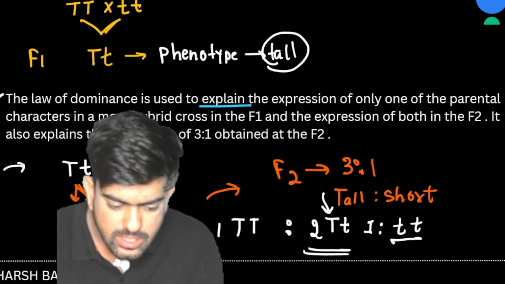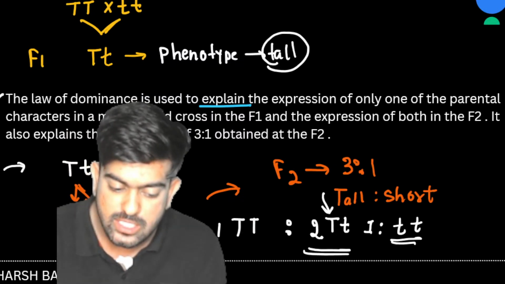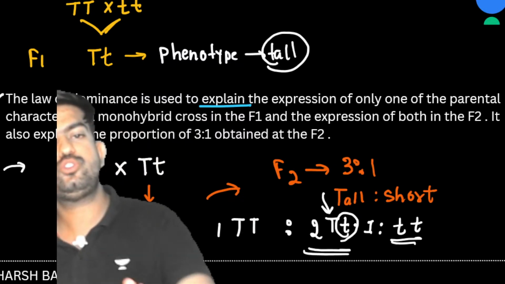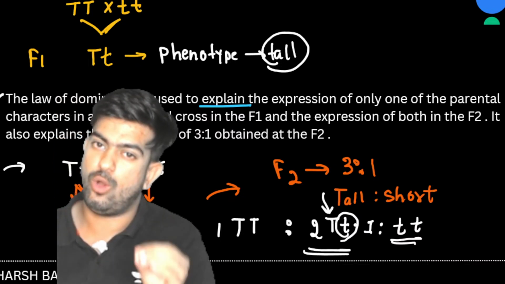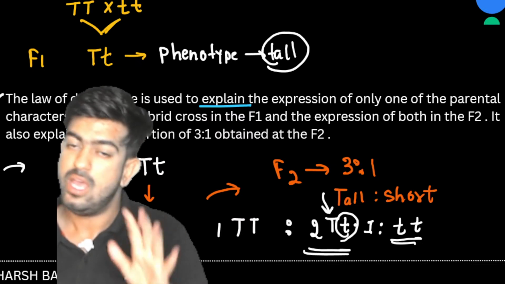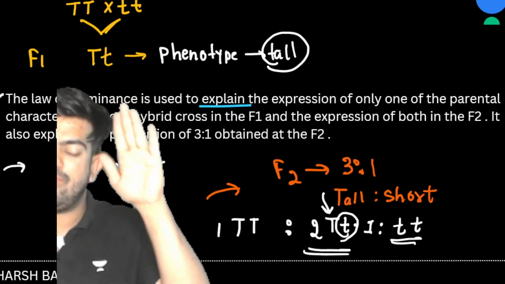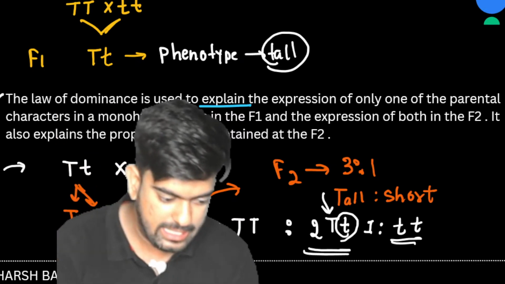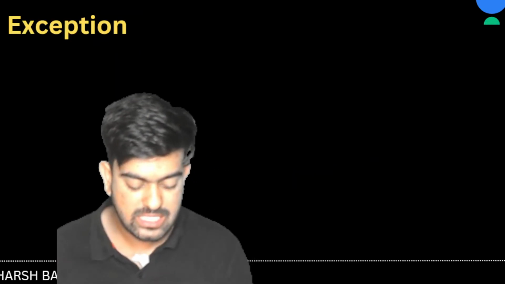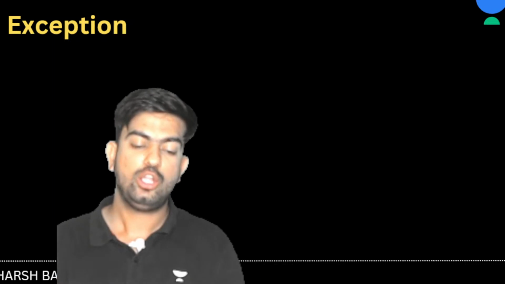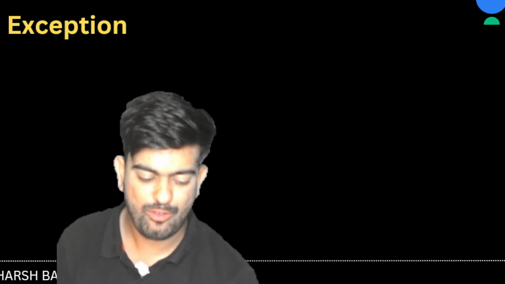But talk about this small t, it was present here, but it was not able to show its character, and that's why we call it the recessive allele. Is it clear? This is how he gave the law of dominance. Clear? Now let us move on and talk about some of the exceptions to this law of dominance.